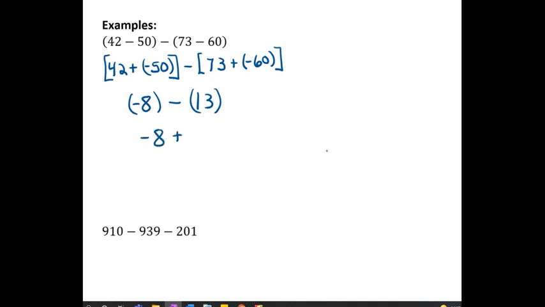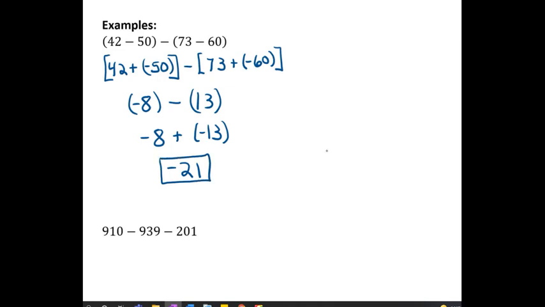So remember, that's the same as negative 8 plus a negative 13. I have the same sign. I add and keep the sign the same. So if I add 8 and 13, I get 21. They're both negative, so my sum will be negative 21.